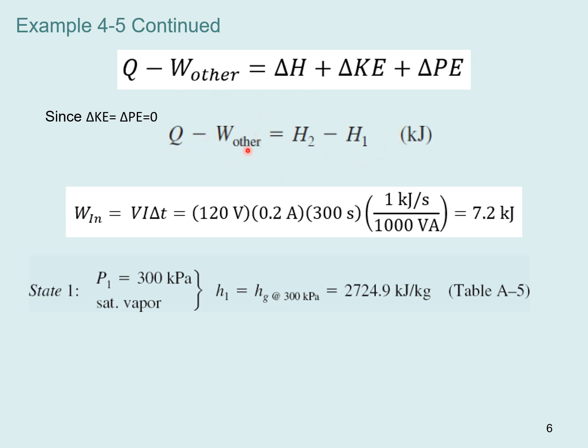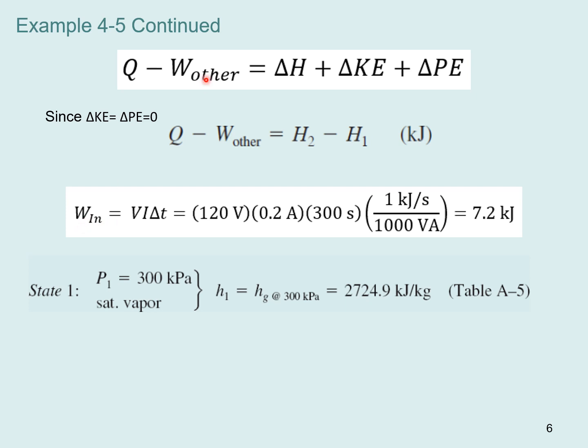Now, the work other, that's the work into the system provided by the electric wire. So work is equal to voltage times current times change in time. V is 120 volts, the current draw is 0.2 amps, and the time difference is 300 seconds. So here we can multiply these out and convert to kilojoules. Remember, that's our chosen unit in thermodynamics. It's not the joule, it's the kilojoule.